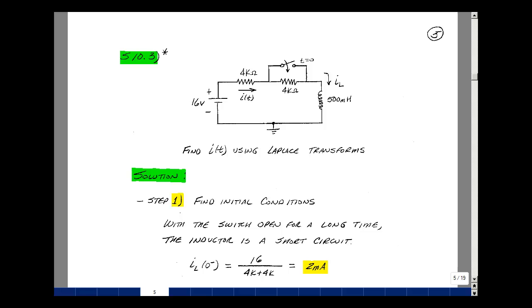This lesson deals with supplemental problem 10.3. You can find this problem in the ECE202 ebook in the Chapter 10 Supplemental Problems starting on page 5. Let's again take an example from ECE201.